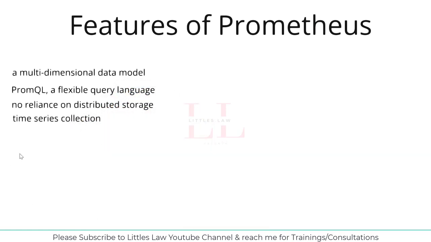And then the fourth feature is time series collection. I would call it pull based data collection, because Prometheus collects metrics using a pull model over HTTP. It periodically scrapes the data from configured targets such as application endpoints or exporters. For example, I have a web application which exposes its metrics at /metrics, and Prometheus scrapes this endpoint every 30 seconds to collect the updated data.